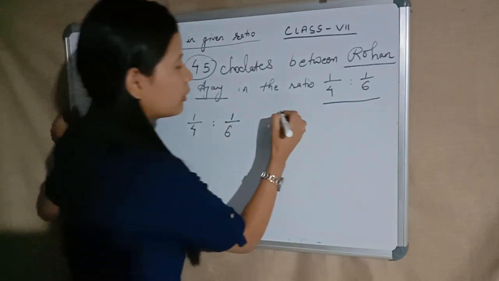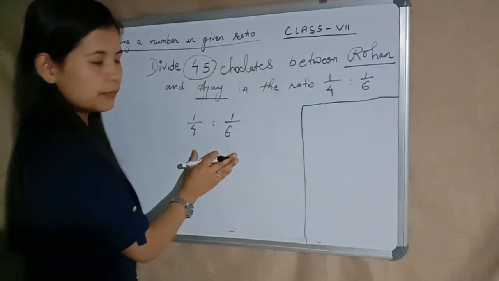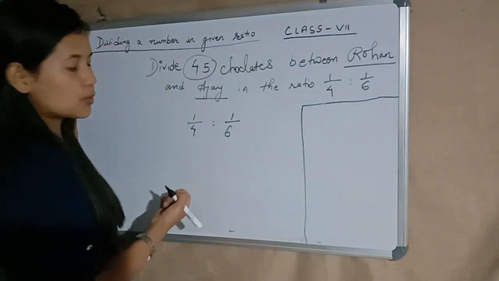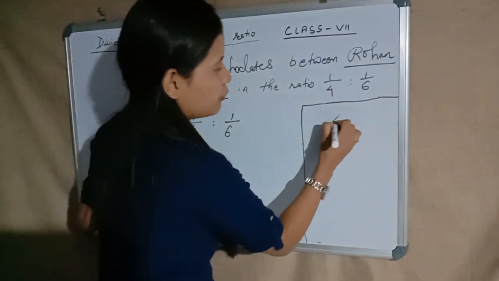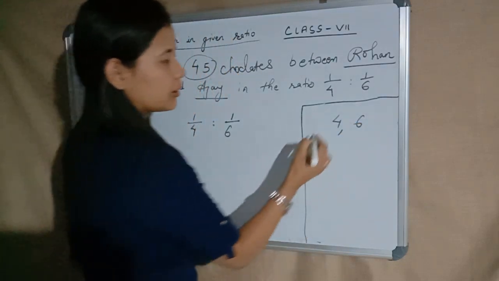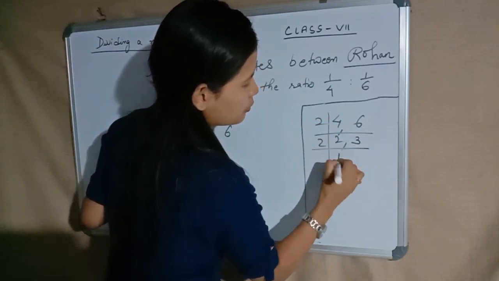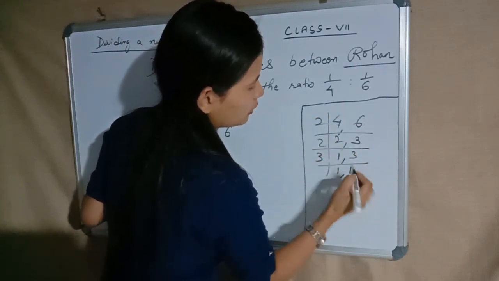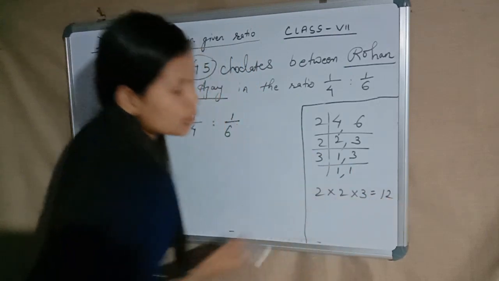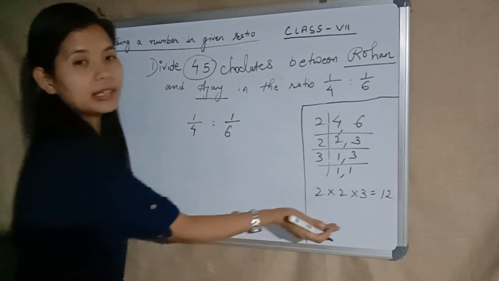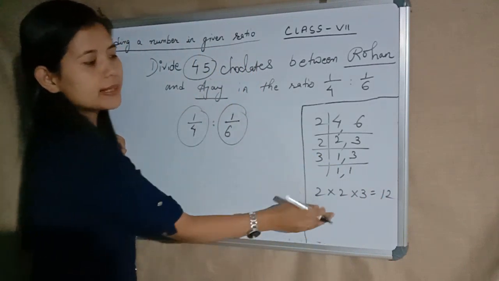If you remember, in the previous video I explained how to convert this into simplest form. I'll be explaining it once again. You first need to take the LCM of the denominators, right? 4 and 6 are the denominators. Let us take the LCM. 2 2s are 4, 2 3s are 6, 2 1s are 2, 3 1s are 3. So our LCM will be 2 into 2 into 3, which equals 12. Okay. After taking the LCM, what do we do? We multiply each term by this LCM.